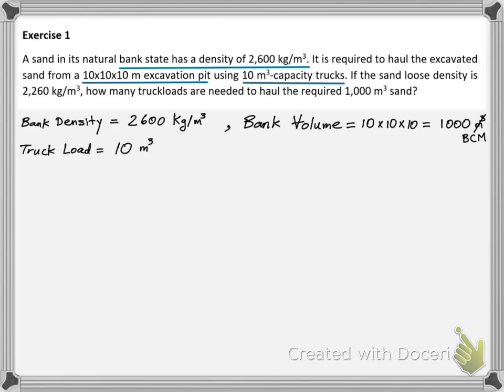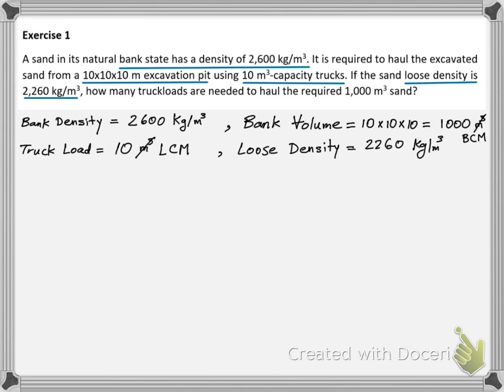Continue reading. We see here that the truckload is 10 meter cube, and again trucks are loaded with loose soil, so we can cross this unit and say it's a loose cubic meter. Continue reading. We see that also loose density is given to us as 2260 kilogram per meter cube. So always a practice, summarize the problem and the given values at the beginning of the problem before solving it or even planning its solution.